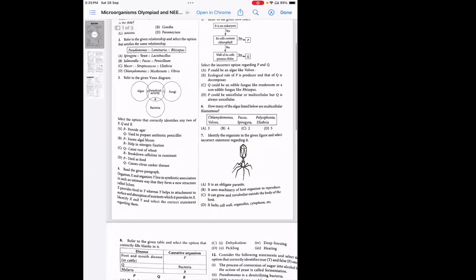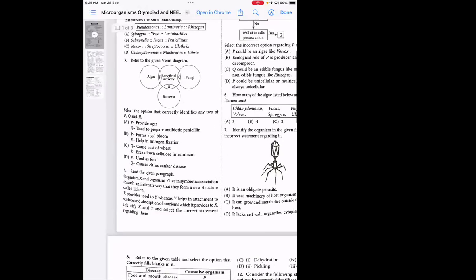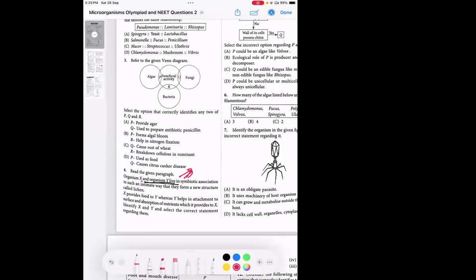Okay, so question number 4, they said that organism X and organism Y are there. They are living in a kind of symbiotic association, and symbiotic association means a kind of relationship where both the organisms get the benefit. In this case, the new structure that is formed when they live together is called lichen. Now, X provides food to Y. Since X can make the food, it will be providing that food to Y.